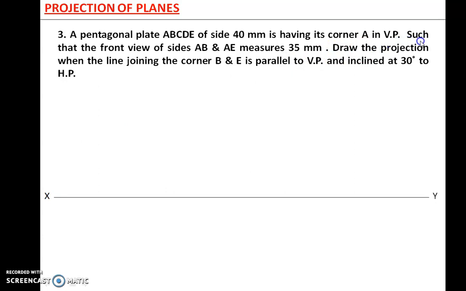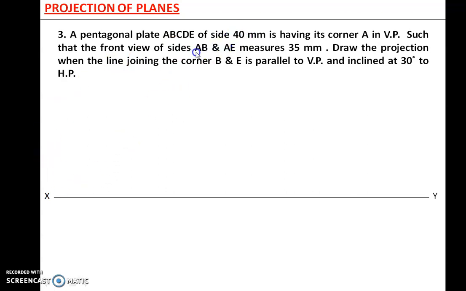Then it is said that the front view of sides AB and AE measures 35 mm. Now you may say that here it is given 40, then here it is given 35 mm, because the true shape is in front view. So whether to draw AB and AE of 40 or of 35? Don't get confused in this. This 35 has nothing to do with the true shape. True shape will be of 40, so you will draw the complete pentagon of 40.